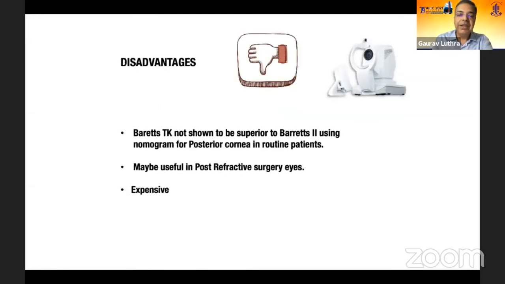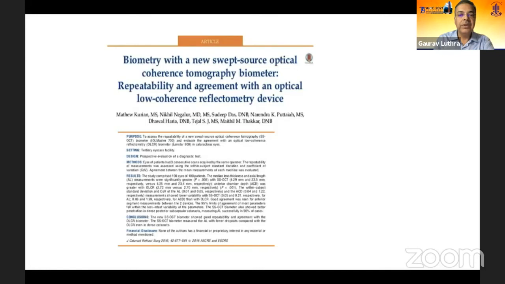The only disadvantage to me would be the cost of the 700, which is quite exorbitant, almost twice of what other biometers cost, and the Barrett's TK still remains to be seen whether it gives you good outcomes. So going on, I think.